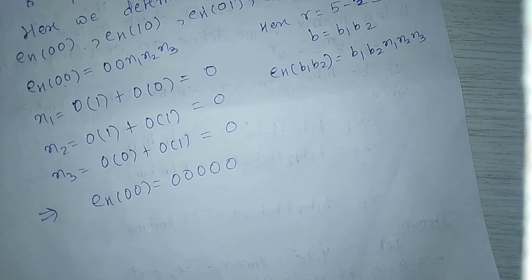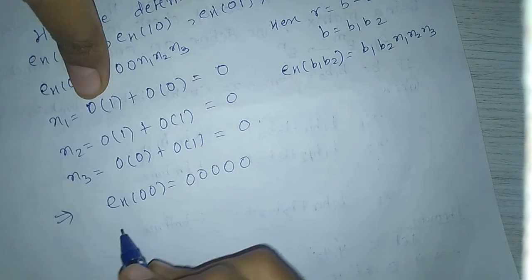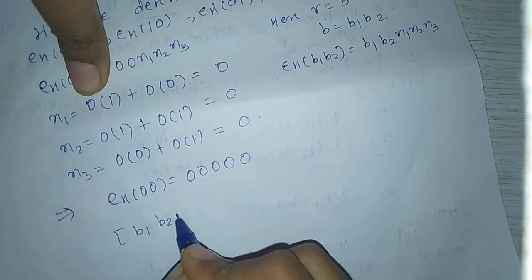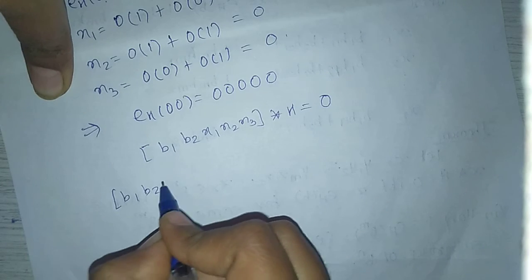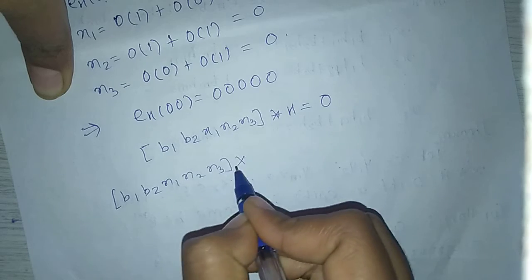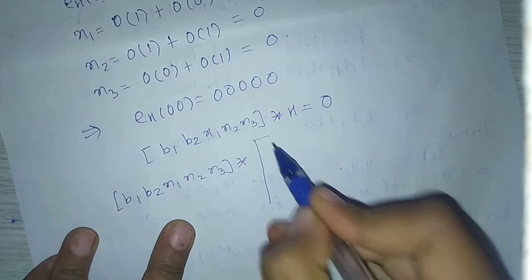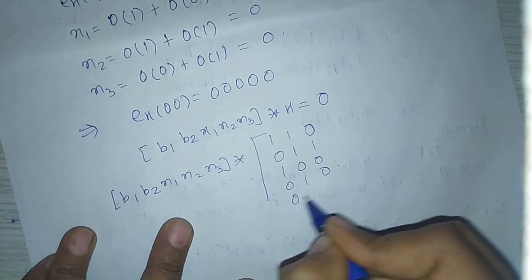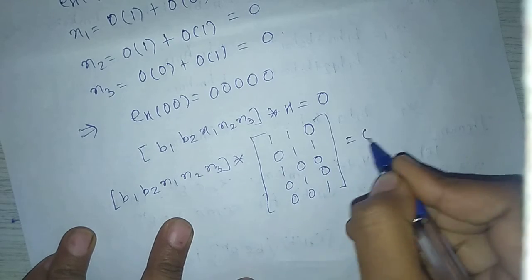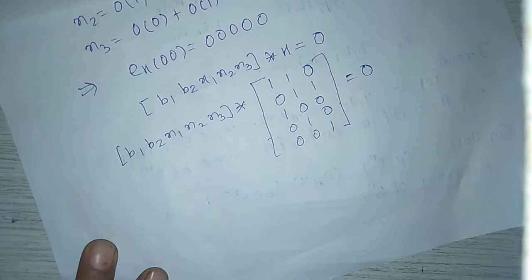To find the next three images, we use the following important formulation for the given matrix H. We know that the image of each element of B^2 under E_H is a code word, that is, b1, b2, x1, x2, x3 star H equal to 0. Here b1, b2, x1, x2, x3 star the given matrix 1, 1, 0, 0, 1, 1, next the 3 by 3 identity matrix, equal to 0. Star means multiplication. We get three equations.